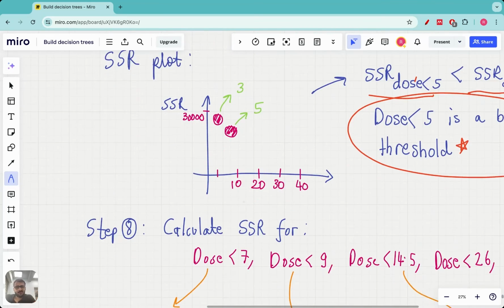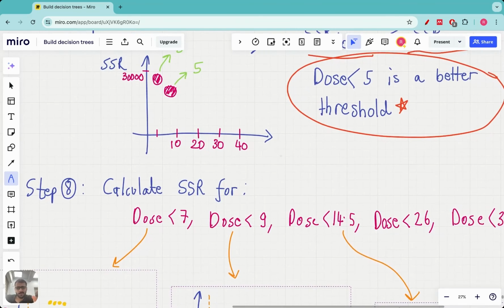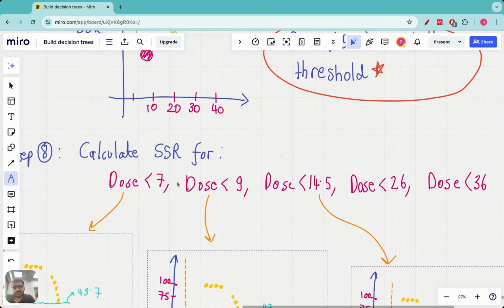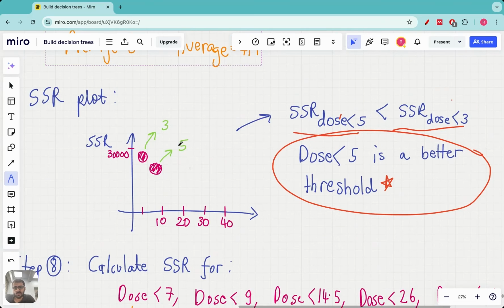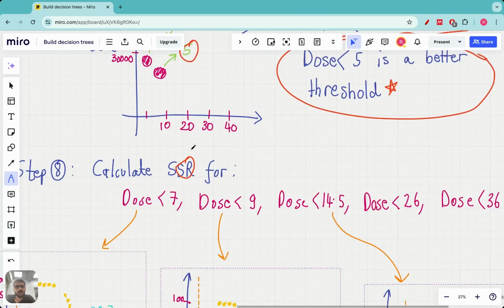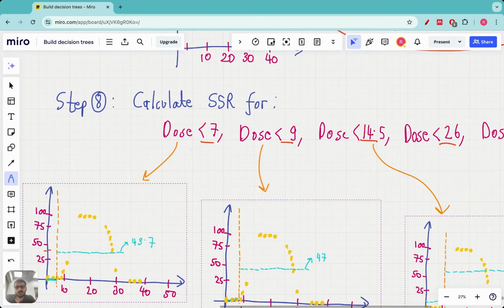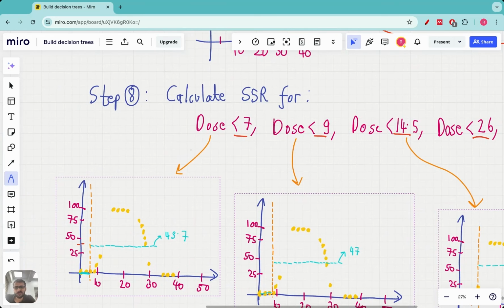So I won't go individually into how it is done for each of these dosages, but I'll show you the plots. After we did the SSR calculation for dosage less than 5, shown right over here, we move to SSR computations for dose less than 7, dose less than 9, dose less than 14.5, dose less than 26, all the way up to dose less than 36. For all of these, we will be plotting the SSR values. But let me first show you how these different things look.